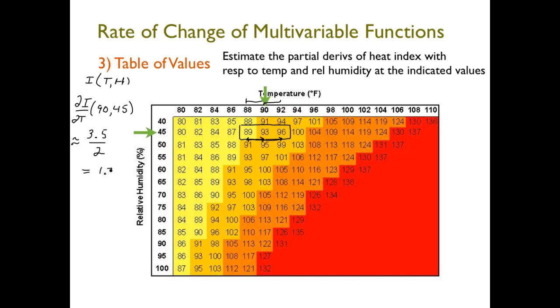Or 1.75. Units on that would be? What's the units on that? Oh, time to go, sorry. That would be degrees Fahrenheit that it feels per actual change in degrees Fahrenheit. So that would be your multiplier. Given any change in temperature, to get this corresponding change in heat index, you're going to multiply by 1.75 at this temperature and humidity, 90 and 45. So we'll pick it up there Monday.